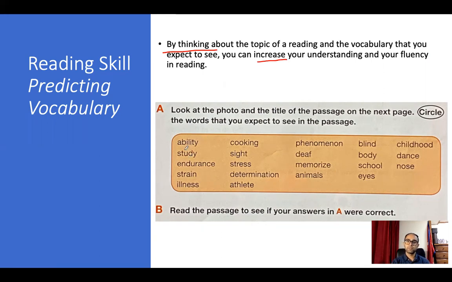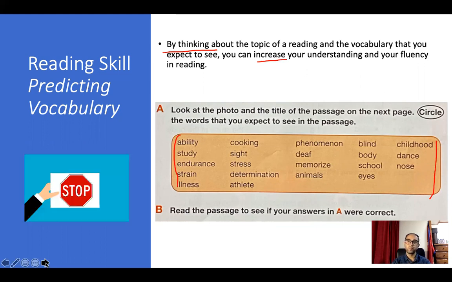So here are some vocabulary words, from over here to over here in your textbook. Think about which words might come in the passage, okay? Now I want you to stop the video for 2 minutes and choose the words, and after that you can check together, okay? Stop the video. I hope you have finished doing that.